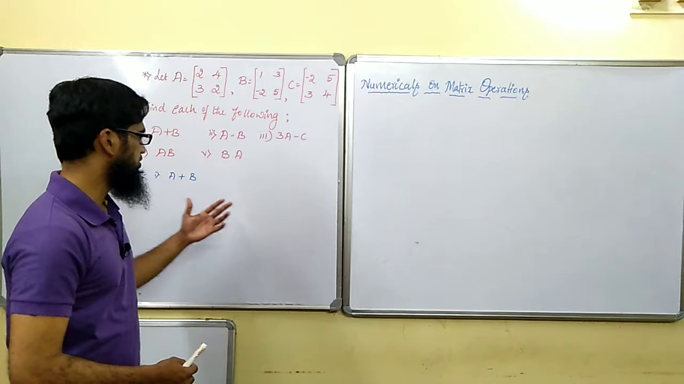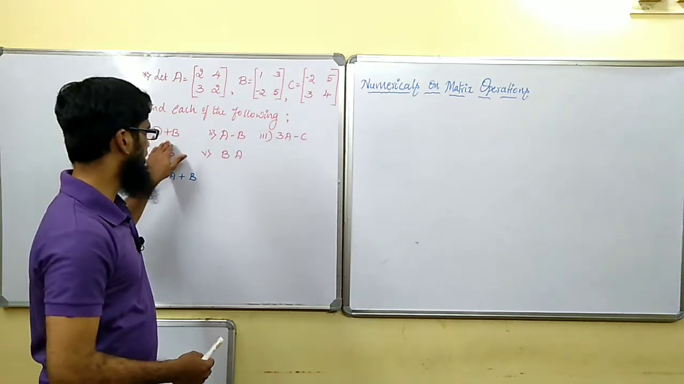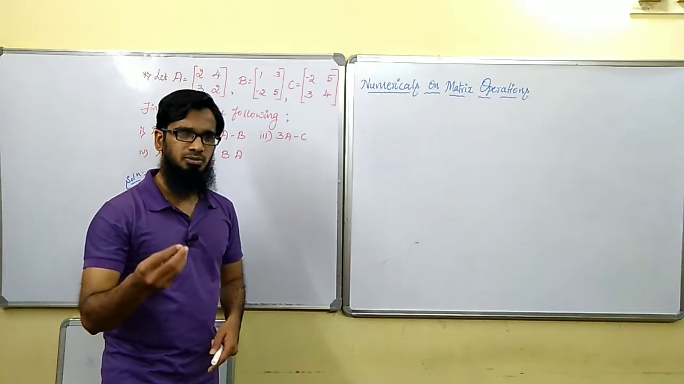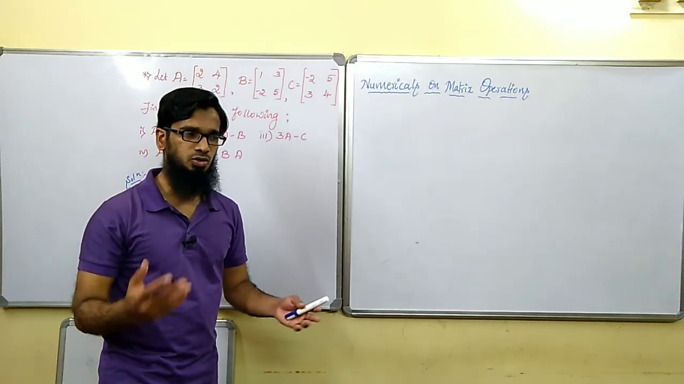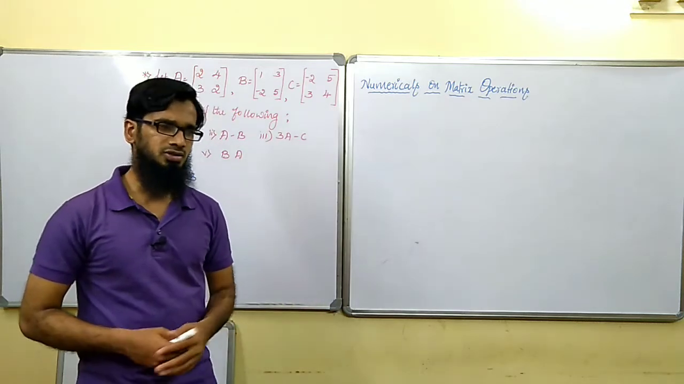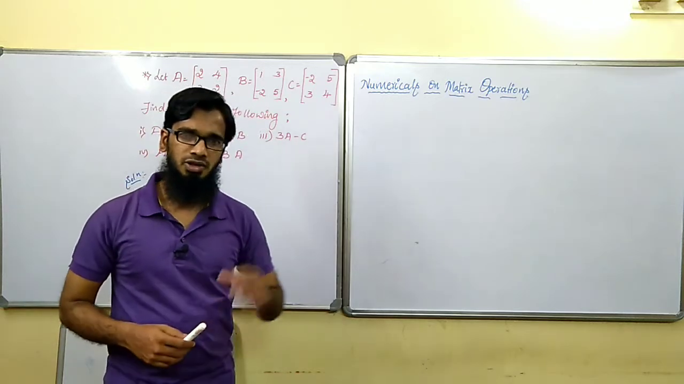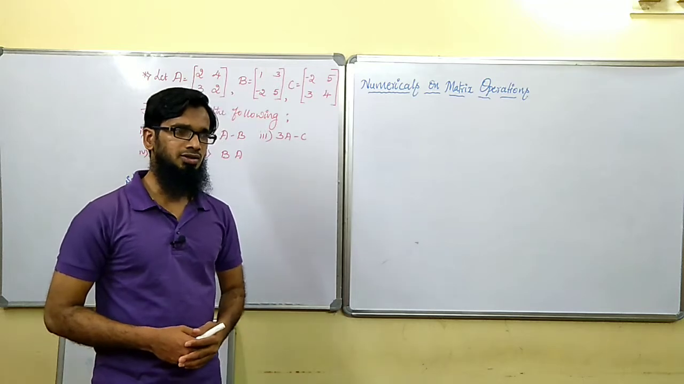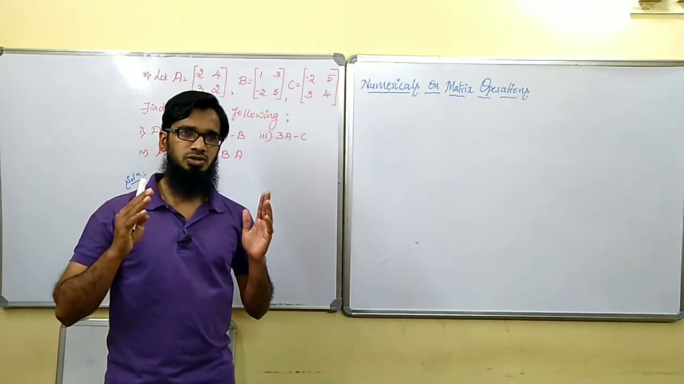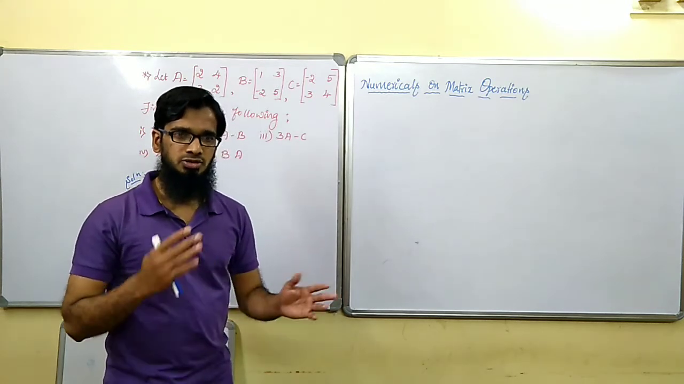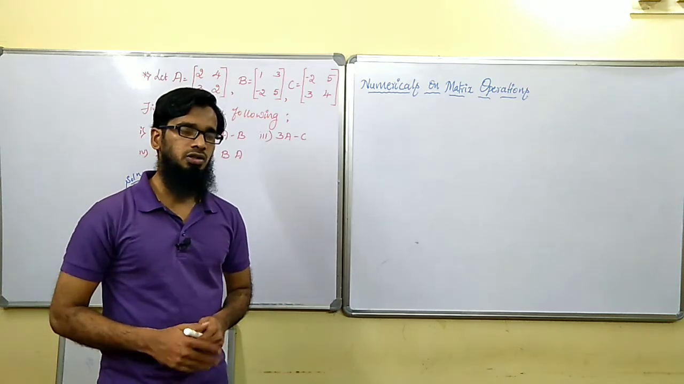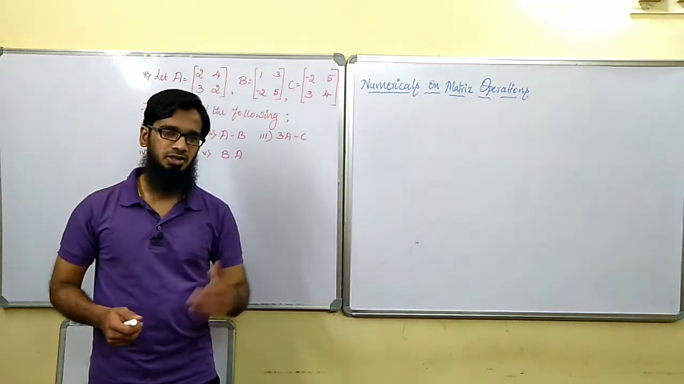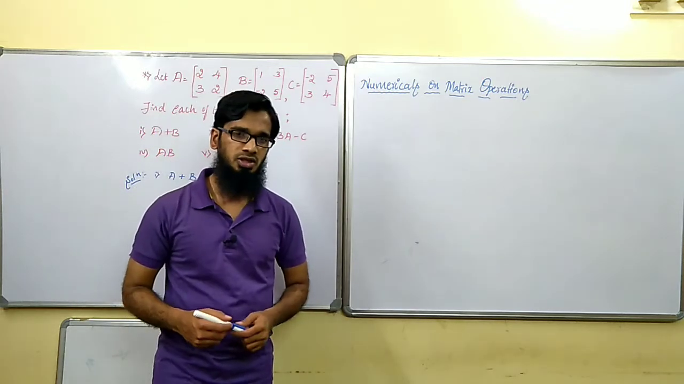I'll consider the very first one, that is A plus B, a matrix addition. Adding numbers is very simple, like 2 plus 3 is equal to 5, 5 plus 3 is equal to 8. Here also the matrix addition is very simple. The only thing is we should consider the matrix order first. If the matrix order is the same, then we have to add the corresponding elements of the matrices.